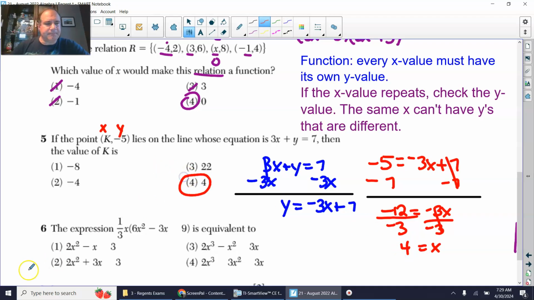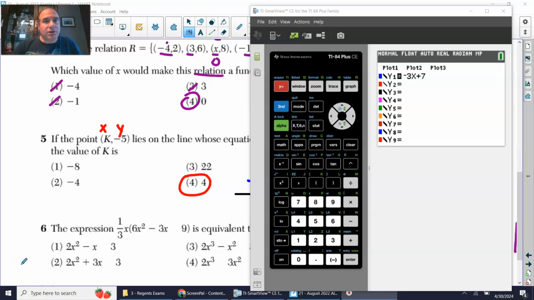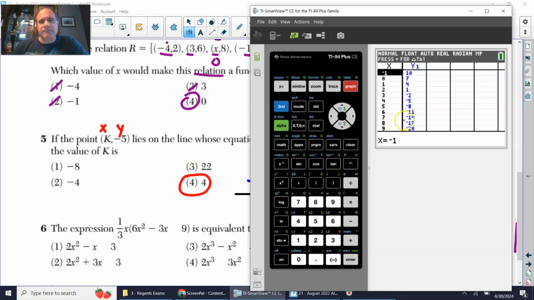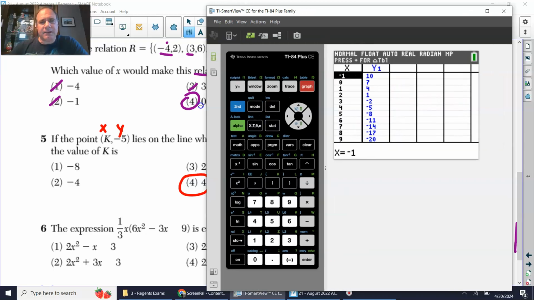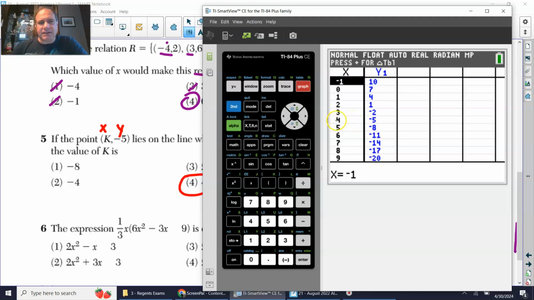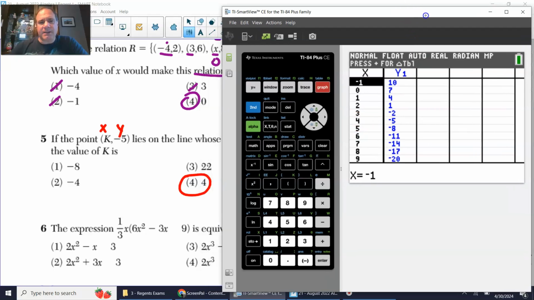And that's it. So I promised you that I would show the calculator. So again, you have to solve for y. You can't put in the equation that's not solved for y into this calculator. So it's -3x + 7. Then you could just go to the table, press second function table, and look for a y that's -5. Here's the -5 right there. Here's the y that is -5. And the x that's attached to it is 4. And that's how I got my answer.